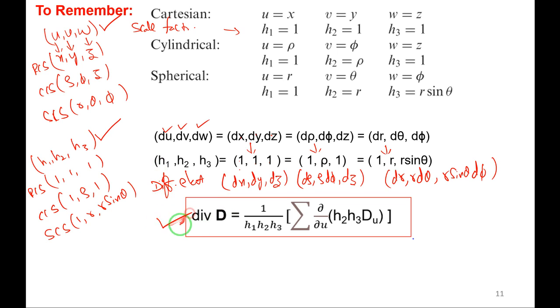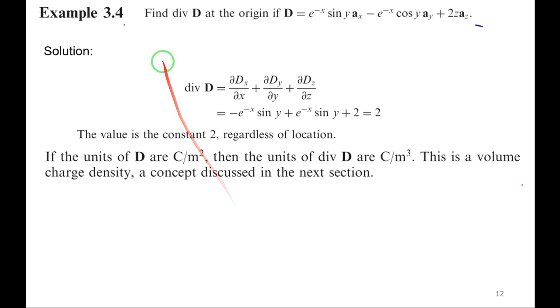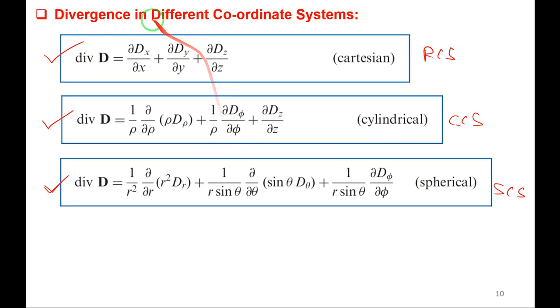If you remember this summation, you can easily write down the divergence formula in all three coordinate systems. So the divergence of D vector is equal to 1 by H1 H2 H3 summation of dou by dou u of H2 H3 du. I will show you how to write down the formula in one of the systems. In Cartesian, it is fine, comfortable, no problem. I will show you how to write it in spherical coordinates.